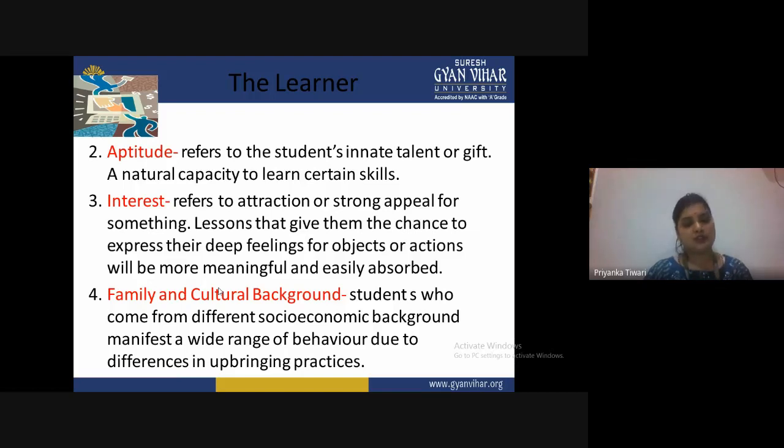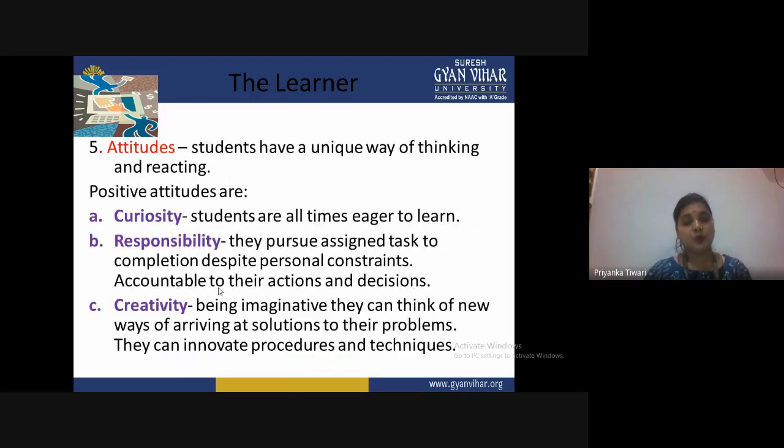Family and cultural background means students come from different socio-economic backgrounds and manifest a wide range of behavior due to differences in upbringing practices and attitudes. Students have a unique way of thinking and reacting. Positive attitudes include curiosity: students are always eager to learn different things. Responsibility: they pursue assigned tasks to completion despite personal constraints, and are accountable for their actions and decisions.